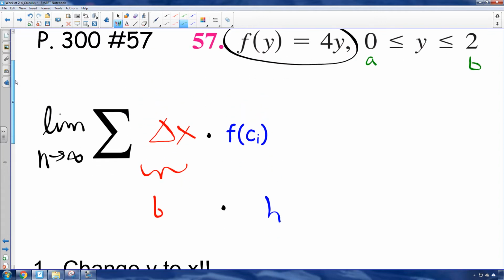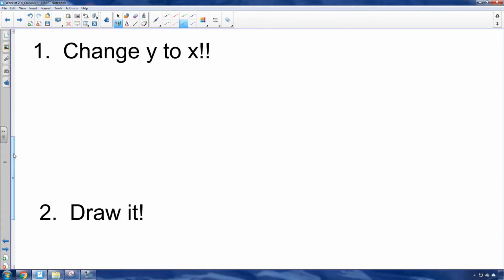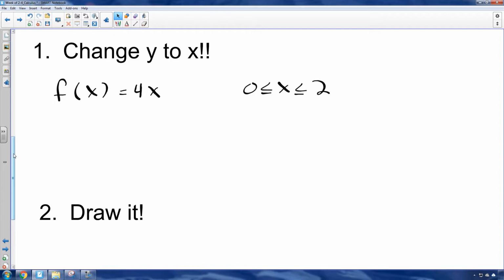So I have f of x equals 4x in that case. That shouldn't be too bad. F of x is equal to 4x, and the interval is from 0 to 2. And it's still x because we changed everything out. Then you want to get a basic drawing of that integral, that area.